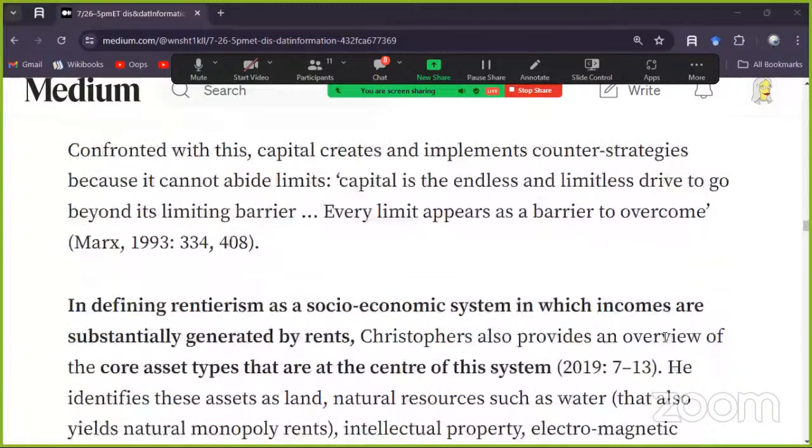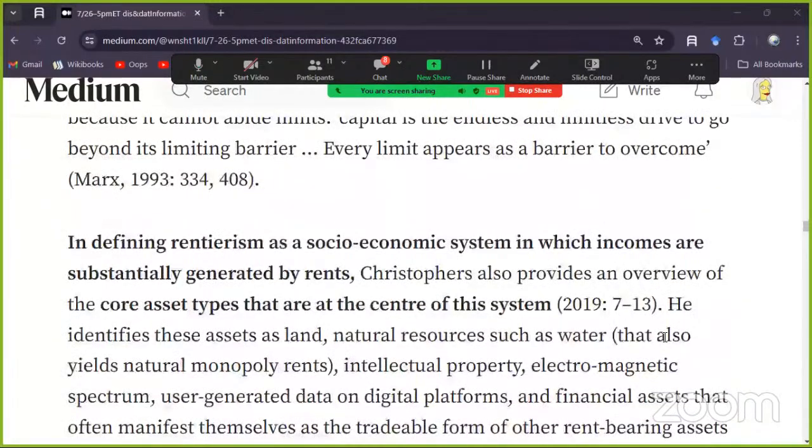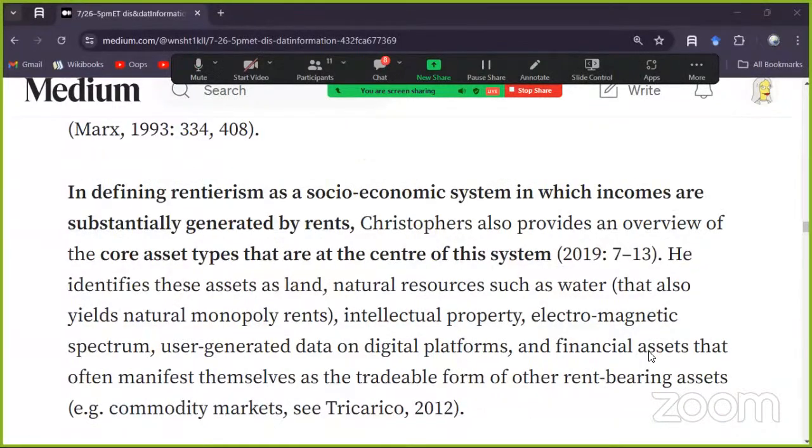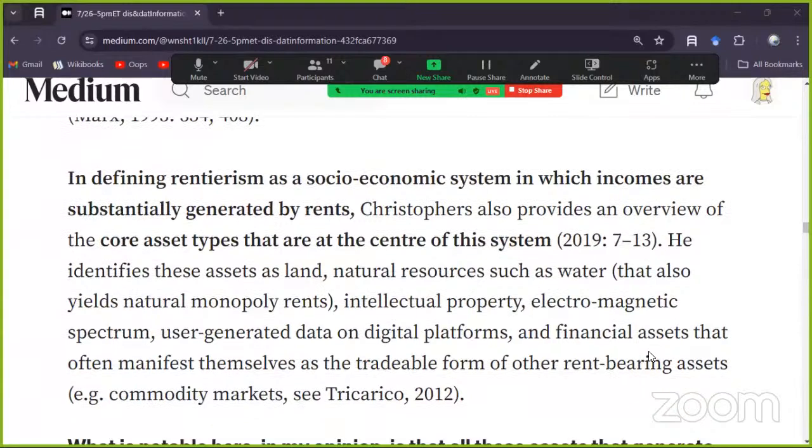In defining rentierism as a socioeconomic system in which incomes are substantially generated by rents, Christophers also provides an overview of the core asset types, which I've mentioned above, that are at the center of the system. He identifies these assets as land, natural resources such as water that also yield natural monopoly rents, intellectual property, electromagnetic spectrum, user-generated data on digital platforms, and financial assets that often manifest themselves as the tradable form of other rent-bearing assets, for example, commodity markets.